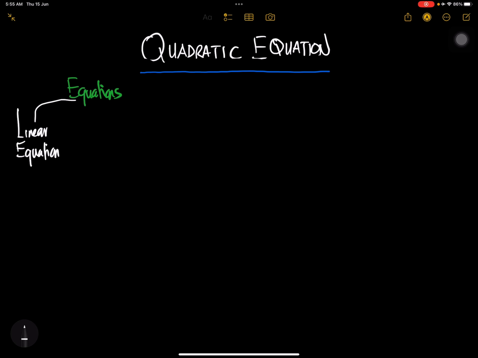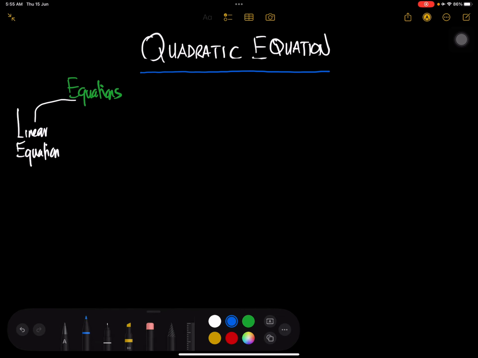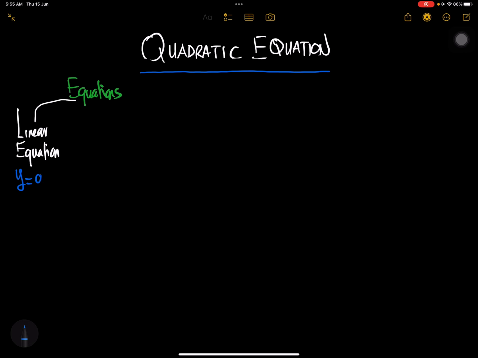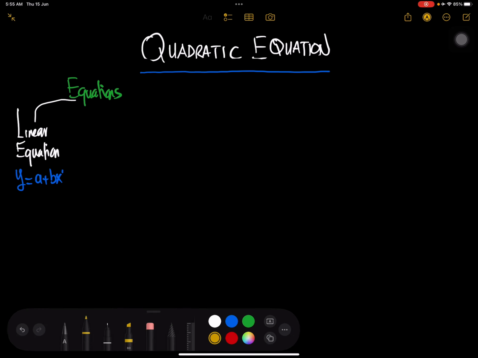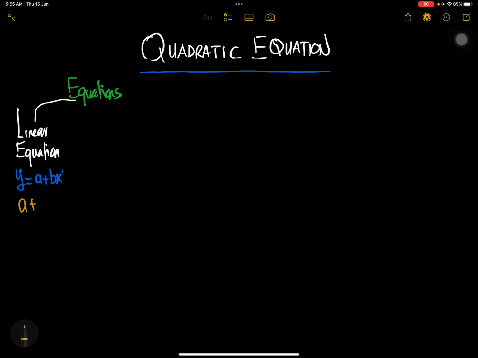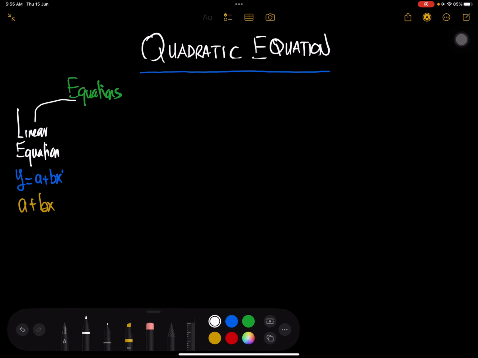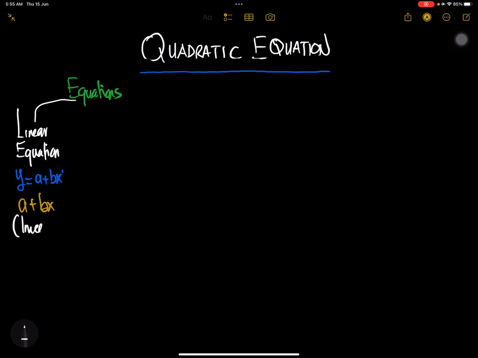Linear equations. So it's supposed to have an equal to sign in it. Let's say y equals a plus bx. This tells us that this is a linear equation, especially with this x. The power here is only one, so that makes it a linear equation. Imagine for a second that it was just a plus bx. This is just going to be a linear expression, and not a linear equation.